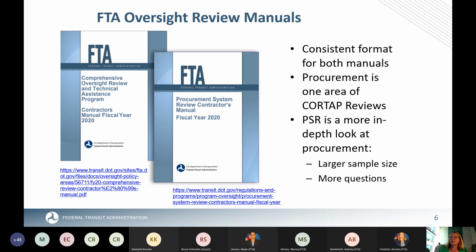Both of these manuals are now consistently formatted. So if you haven't looked at the PSR manual in the last couple of years, you might be surprised to know that it looks very similar in format to the QuarTAP manual. While procurement is one area, as I said before, of the triennial and state management review, it's the sole focus of a procurement system review. Some of the key differences of a PSR versus a QuarTAP review is that, of course, we take a larger sample size of procurements to review, and we ask more questions. And so it is a deeper review of the procurement system and of the procurement documents and files.